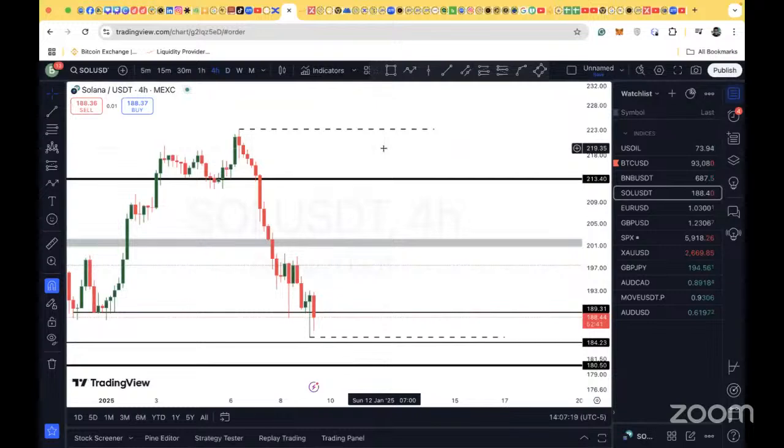But if the last move was from down to up, then your next move will be from up to down, that means you are selling. Simple. So always mark the last move you have on 4 hours time frame. Somebody asked what's the difference between all the time frames. That's what I'm telling you right now.